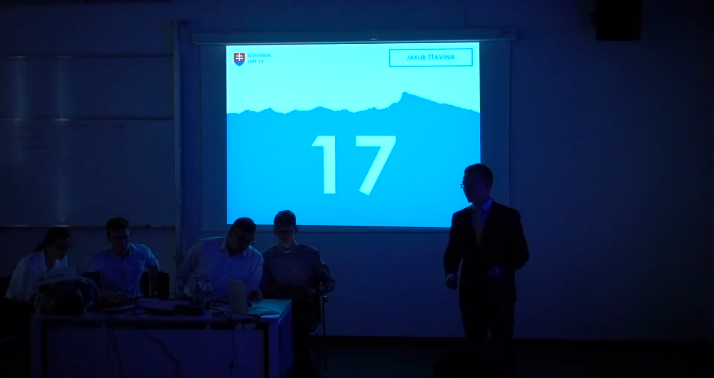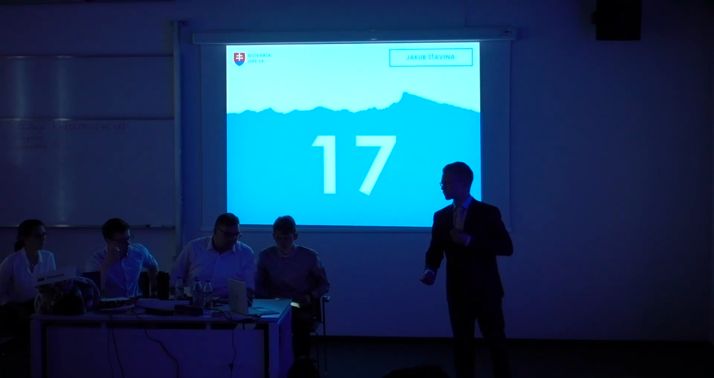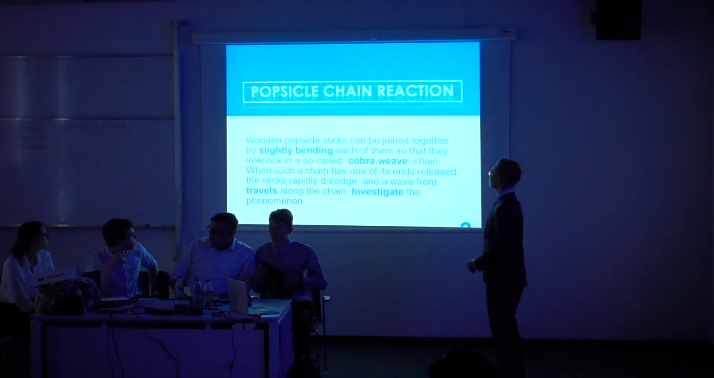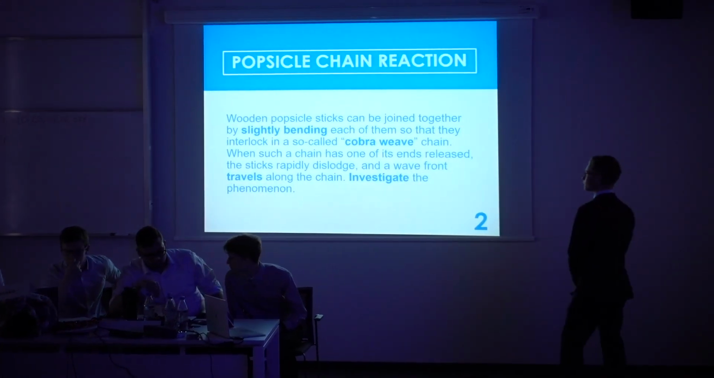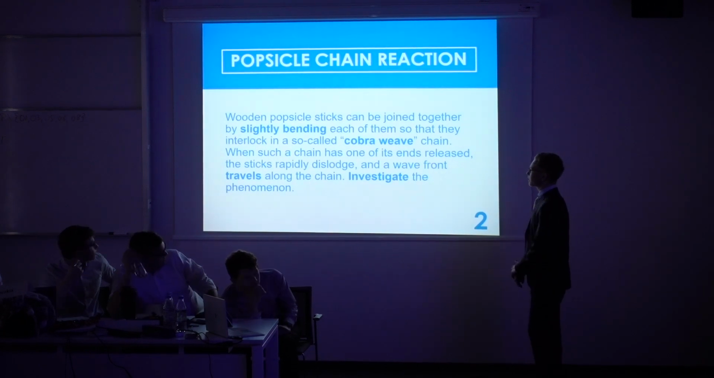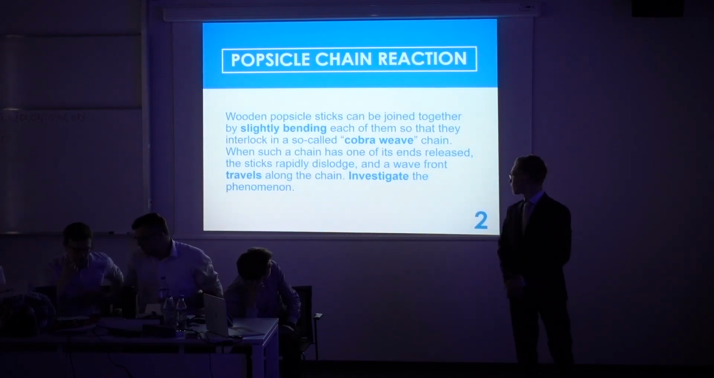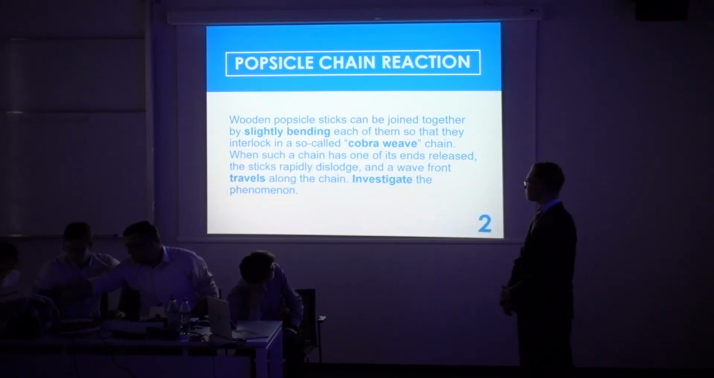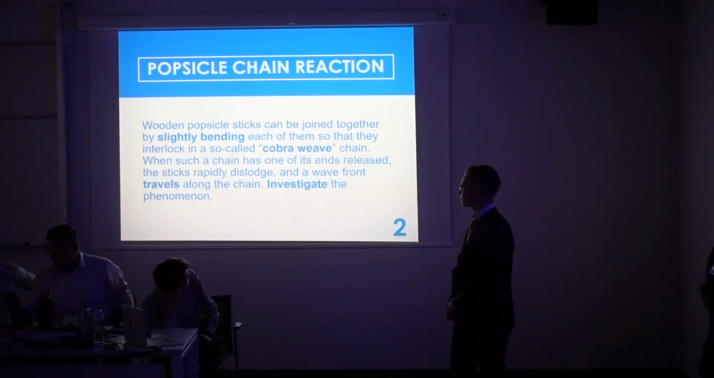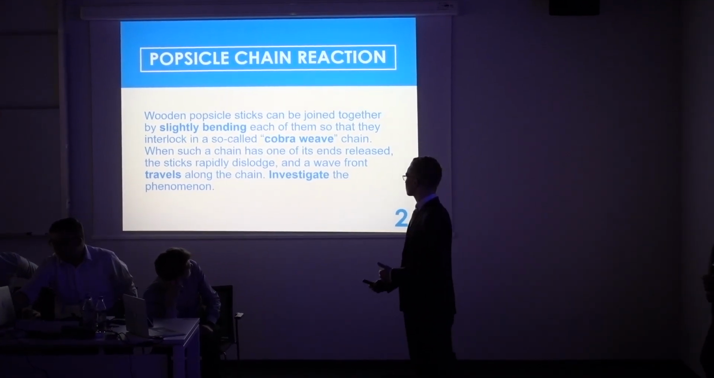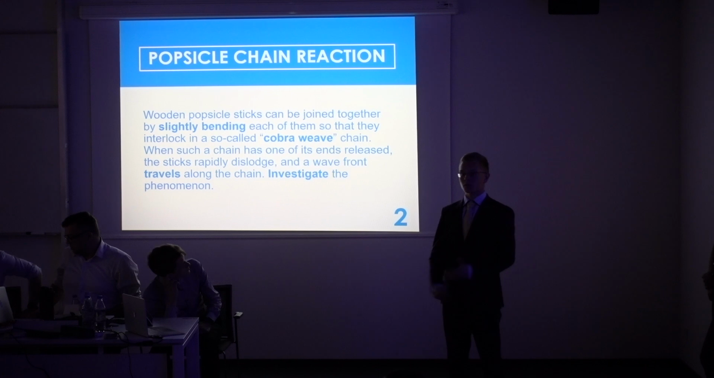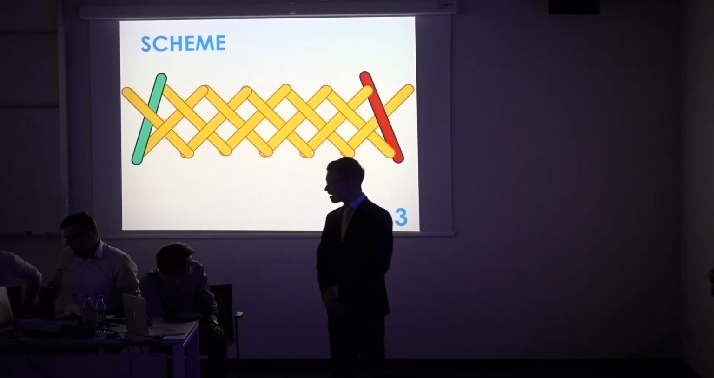My name is R2S2 and I'm going to present our solution to problem number 17, popsicle chain reaction. We are to slightly bend popsicle sticks to join them in so-called cobra weaves. When such a chain has one of its ends released, it rapidly dislodges, and wave fronts travel through the chain. We are to investigate this phenomenon.